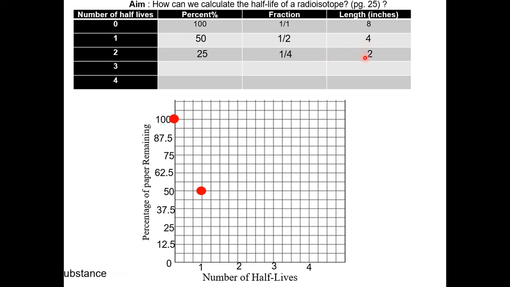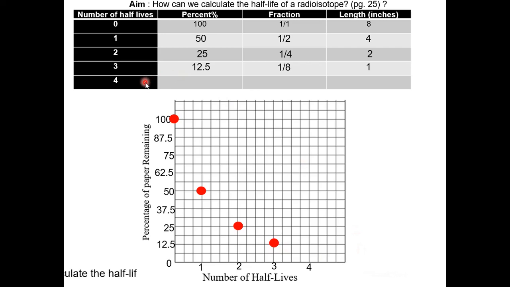1/2 of 4 is 2. 2 is 1/4 of 8. So 2 inches of the paper is still radioactive. If we were to graph this point, it will be over here. When another half-life occurs, half of the remaining radioisotope will decay. So half of 25 is 12.5, which is 1/8. This means we still have 1/8 of our substance that is still radioactive. Half of 2 is 1, so 1 inch of our paper is still radioactive. To graph this data point at half-life 3, it will be over here.